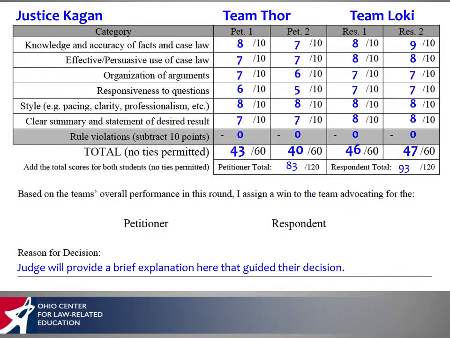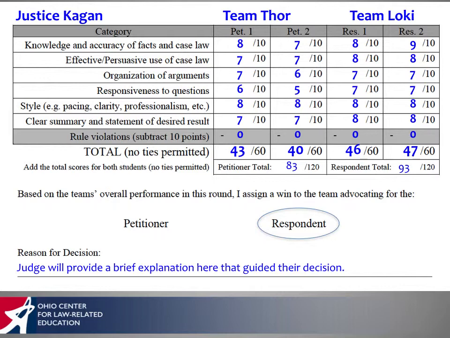After tallying each student's individual score, the judge will add the teammates' scores together to get the combined score. On this ballot, Justice Kagan awarded 83 total points to Team Thor, the petitioner, and 93 points to Team Loki, the respondent. In this round, Team Loki is the winner.